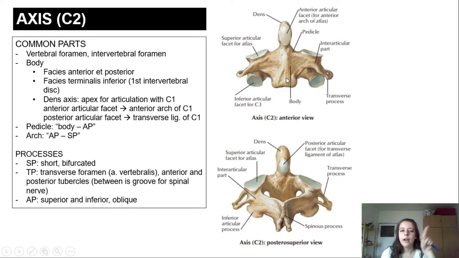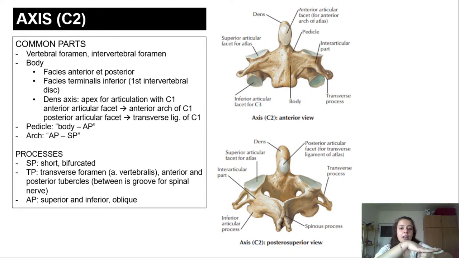And then when we have the body, we have two things that we have to mention that are facies anterior and posterior. So this is my body, and this is my spinous process. This is very difficult to explain. So basically, this is going to be facies anterior, facies posterior. So anterior surface and posterior surface. It's just for orientation and for ligaments and that stuff that you need to know.